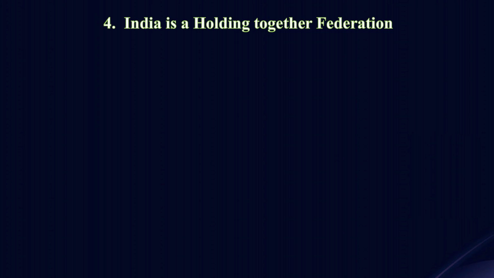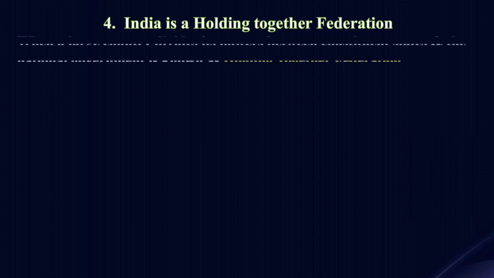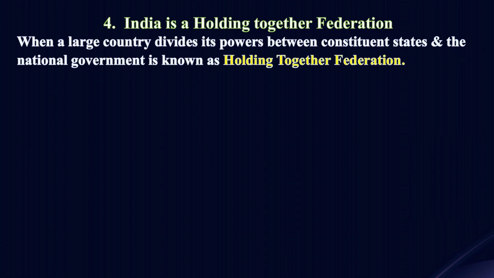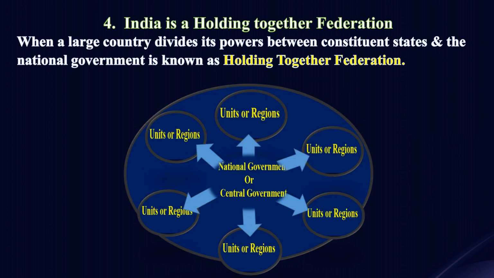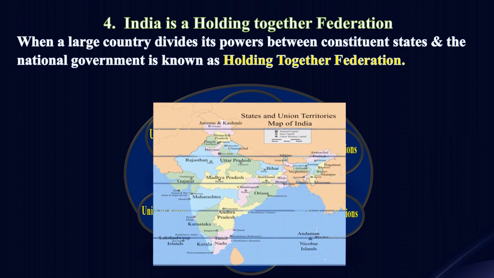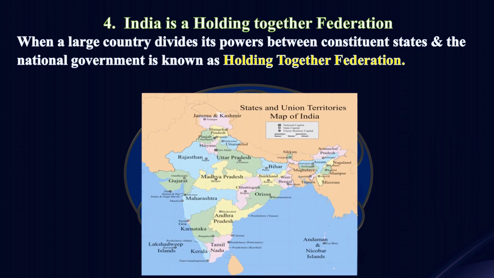We know that there are two types of federation, holding together and coming together. In holding together federation, we have read that a large country divides its power between the central government and the state government. And all the constituent units do not have equal power. Even some states have special powers. In India, the power is divided between the central government and the state government. But all the states do not have equal power. Even some states have been given special powers.